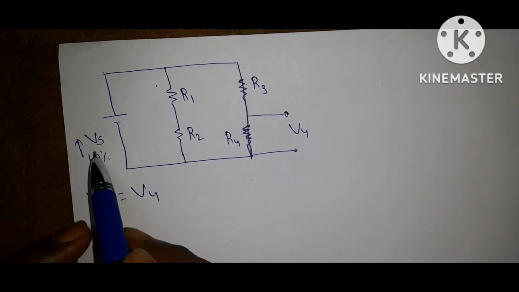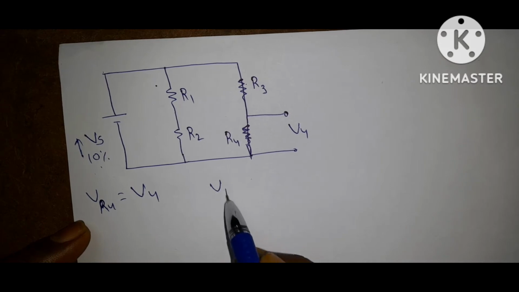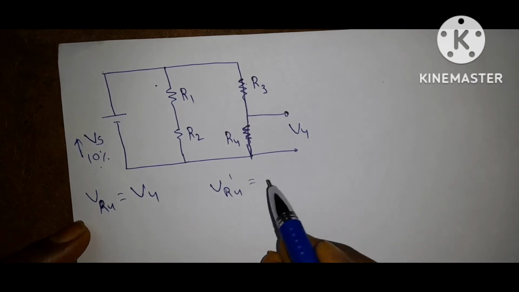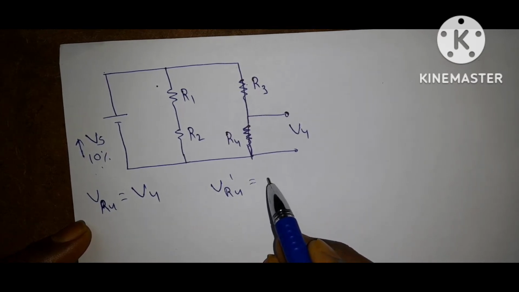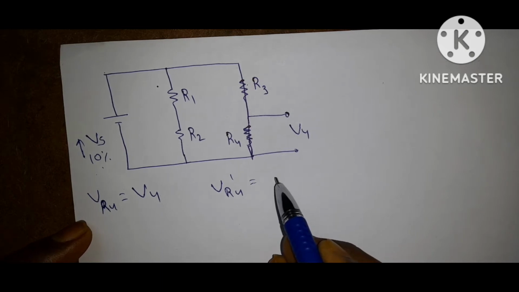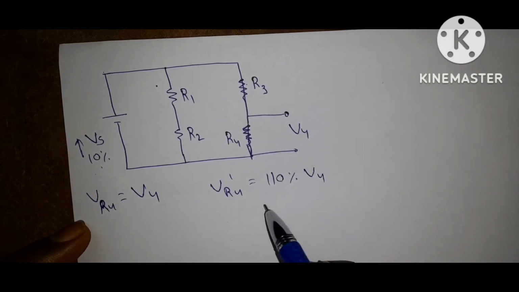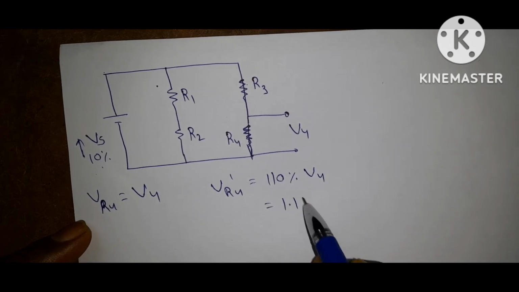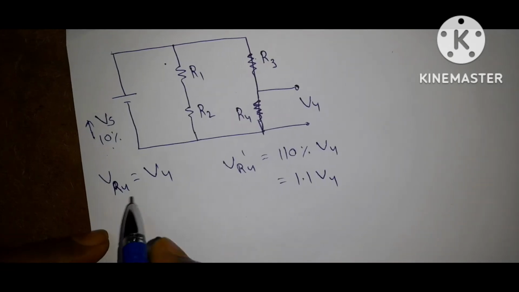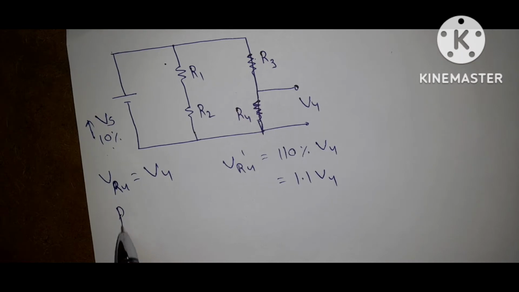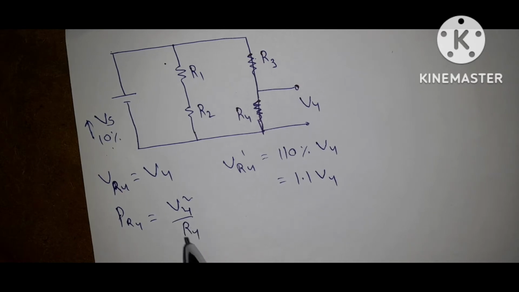So here 10% is increased. Now what is VR4? VR4 is equal to 110%, since a 10% increase means 110%. If you remove the percentage, you will get 1.1 V4. In this case, what is power? Power PR4 is equal to V4 square by R4.